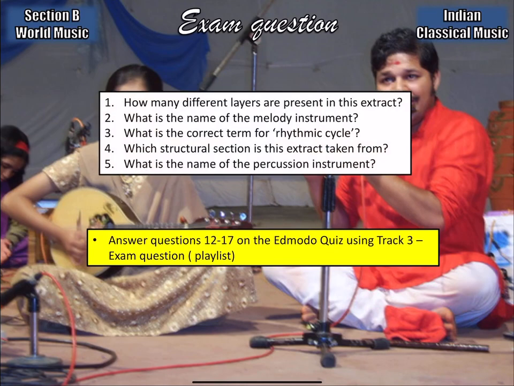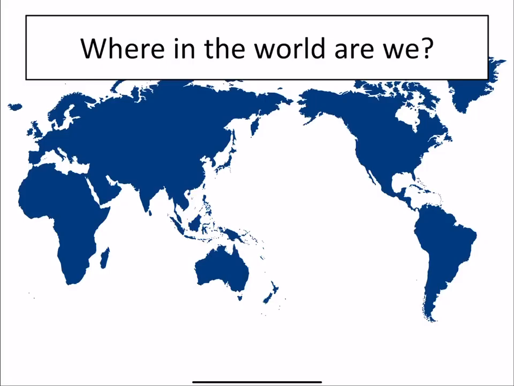Right, hopefully you've done that. Oops, those are the questions there. We're going to move on now and you should be able to guess this straight away. But you're going to use the next track, so track 4 on Edmodo, in order to decide where we are in the world.